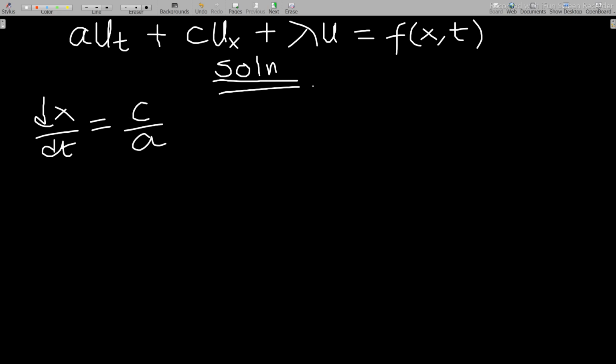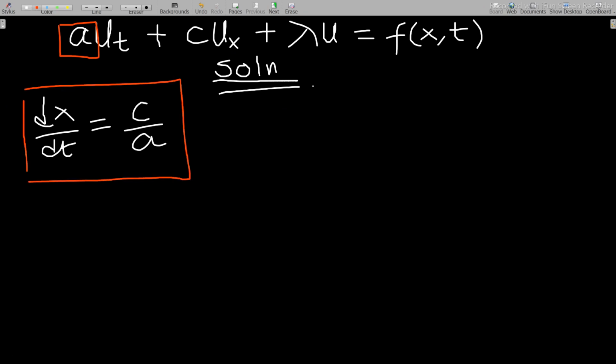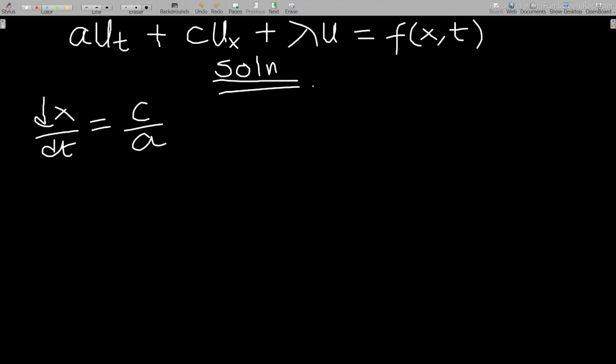Bear in mind that if there was some a in front of the ut, then we would have been putting this a here. This is how it should have been. But since you don't have any a in front of the t, that is why we have that. So let's actually solve this characteristic equation.